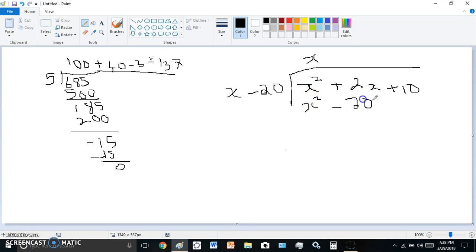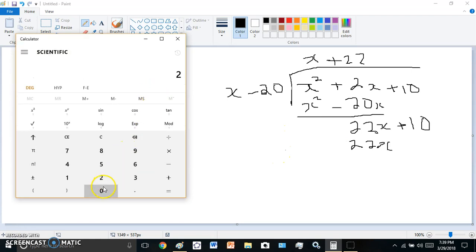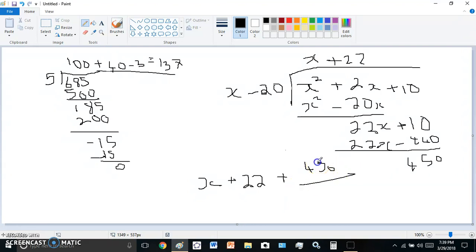and this is minus 20x, and I do the subtraction, and that's 22x, and I bring down the 10, and then that goes into the plus 22, right? And I multiply it by the x, and I get 22x, and this, what I get here, 20 times 22, 20 times 22, 20 times 22 is equal to 440, right? So that's going to be minus 440, like that. And this is going to be 450, yeah? So my answer here will be x plus 22 like so. x plus 22 plus 450 divided by x minus 20.